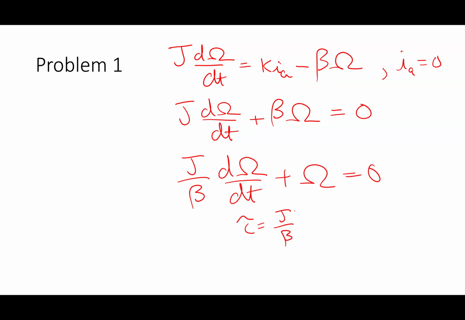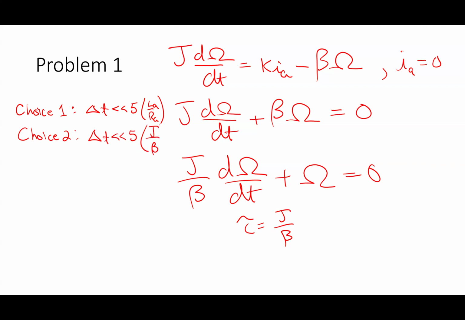So essentially what I'm saying is I have two constraints. I have two choices. So choice one is that I want my delta t to be much, much less than 5 times L over R. And then choice two is that my delta t needs to be much, much less than 5 times J over beta. And I give you all those values in the problem. You need to choose the smaller of the two. All right. So basically that's what it's telling you to do in that particular part of the problem. All right. Any questions about that?